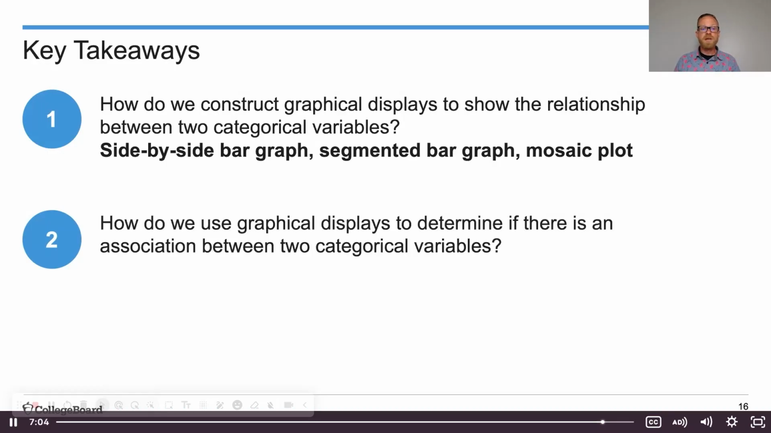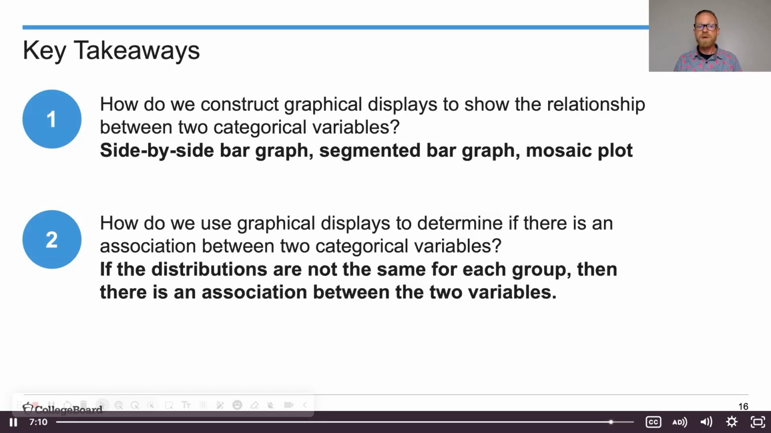And then question two, how do we use graphical displays to determine if there's an association between two categorical variables? And we decided that if those distributions in the segmented bar graph are not the same for each group, then there is an association between those two variables.